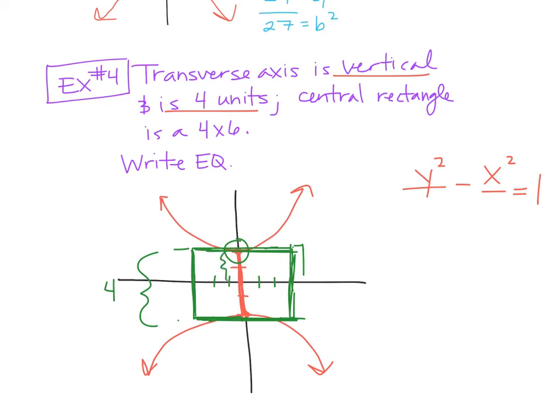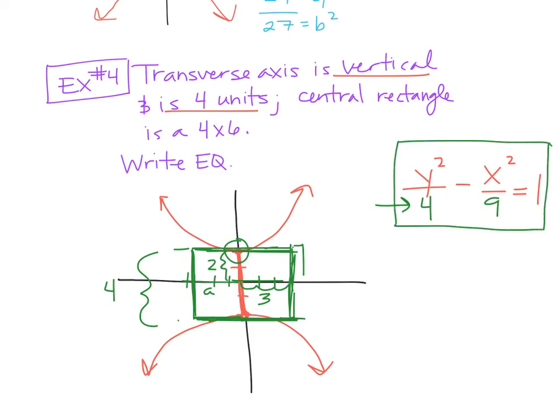Our B value. So if this is 2, then my B value, which is right here, is B squared, or 2 squared, which is 4. And then this other length is 3. That's our A value. Remember, we go A units to the left and we go A units to the right. So 3 is our A value, which means 3 squared, or 9, is going to go here. And that would be your equation. Y squared over 4 minus x squared over 9 equals 1.